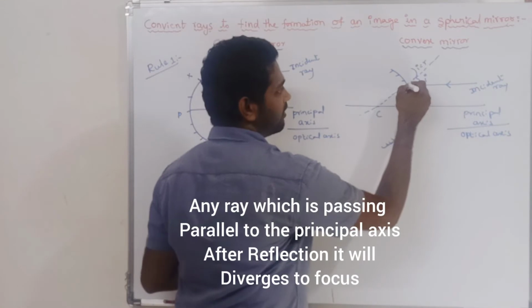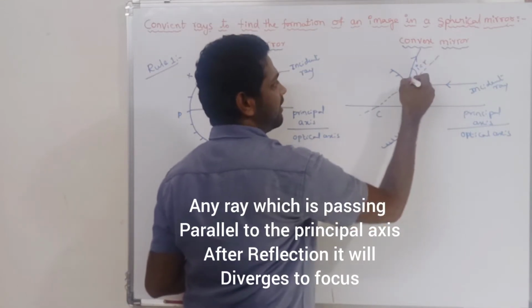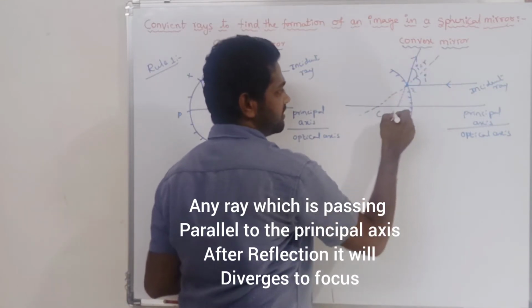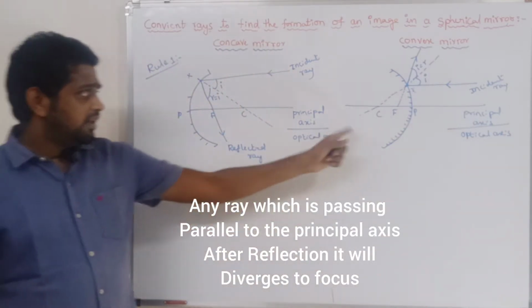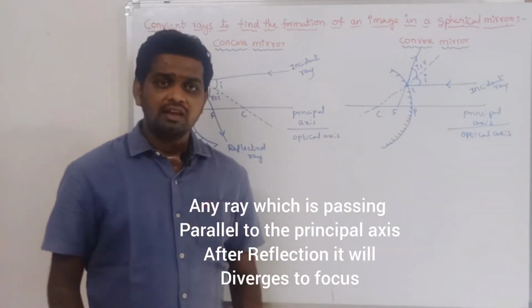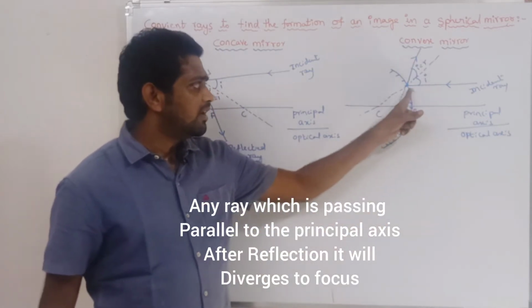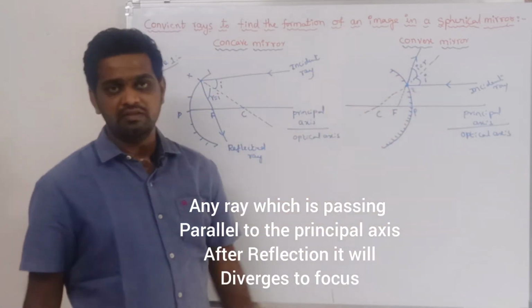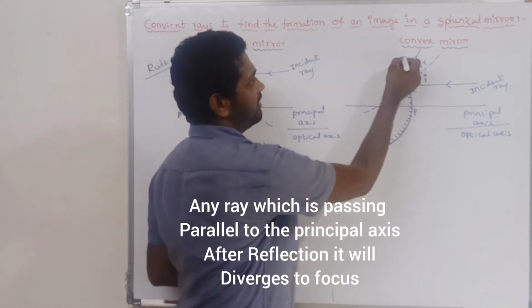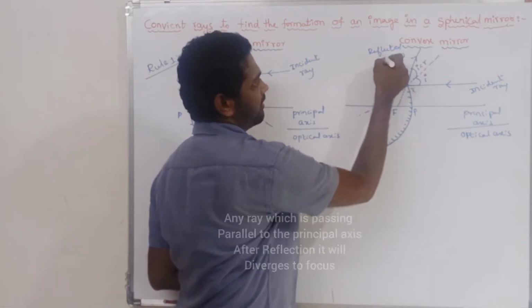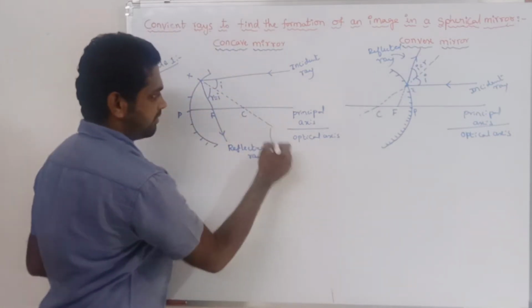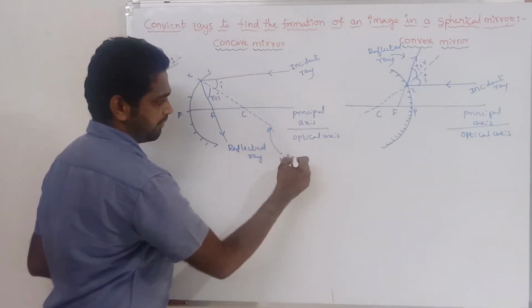Now you should draw the reflected ray. Definitely this one also diverges as if through the focus. Clear? So in the case of a convex mirror, a ray which is passing parallel to the principal axis, after reflection, will diverge as if from the focus, and this is our reflected ray. And in this diagram this is the normal.